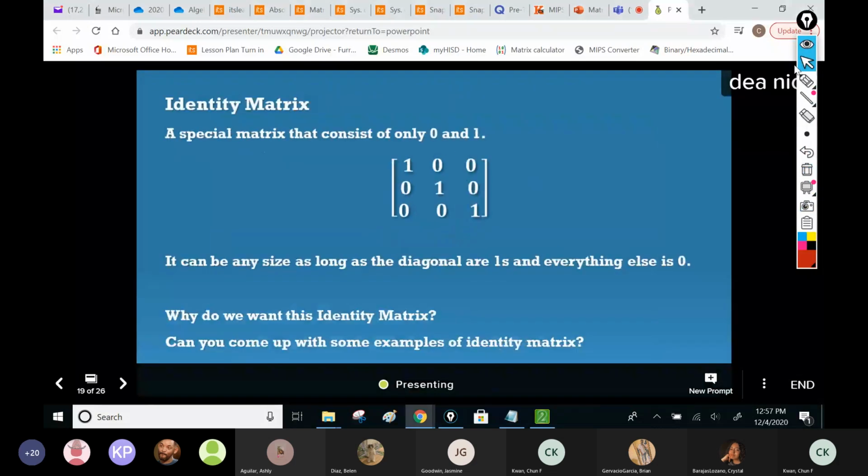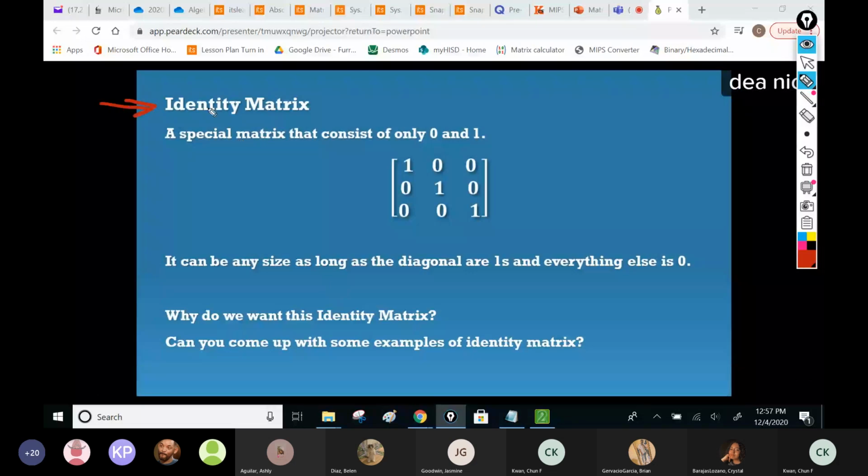All right, you don't have to write that, but just listen. You don't have to write this down. So first, I want you guys to understand what is the identity matrix.